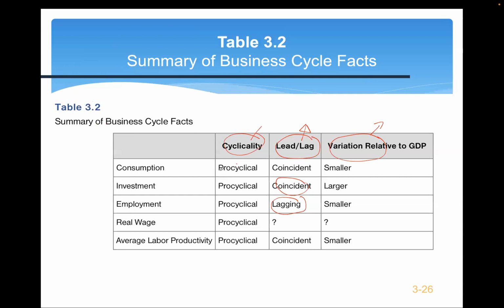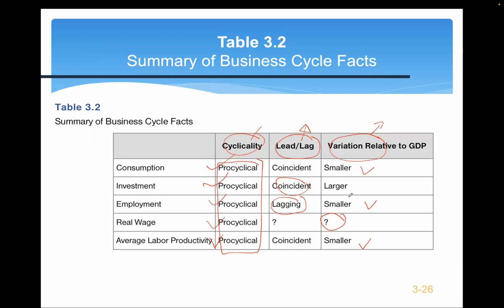Consumption, investment, employment, real wage, average labor productivity, everything is pro-cyclical, meaning they move in the same direction, meaning they are positively correlated. In terms of their variation or standard deviation, consumption is smaller, employment is smaller, and average labor productivity is smaller. Right? But it's not clear regarding real wage.